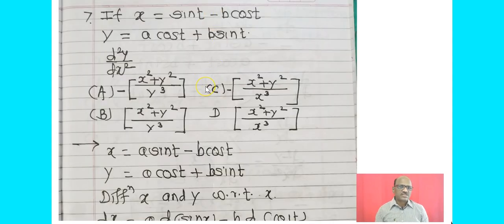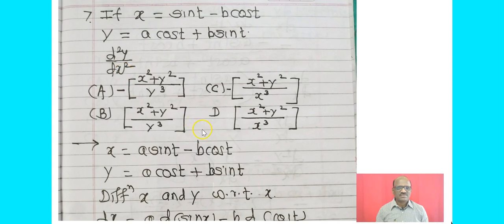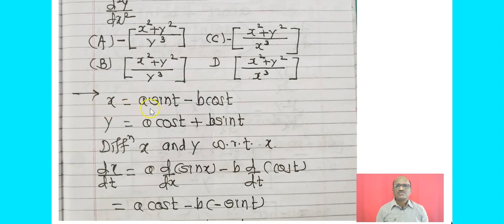Now the next question is from higher order derivatives. It is also of the parametric form. If x equals a sin t minus b cos t and y equals a cos t plus b sin t, then what is the value of d2y by dx square? Now it's very simple again. x equals a sin t minus b cos t and y equals a cos t plus b sin t. Now differentiate x and y with respect to t.